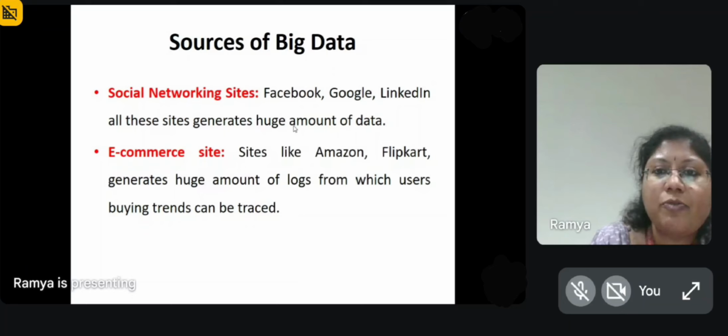Now we'll see the sources of big data, where all this big data is being used. First, social networking sites such as Facebook, Google, LinkedIn, Instagram and X are sources of big data. Second is e-commerce sites such as Amazon and Flipkart. They generate huge amounts of logs, from which user buying trends can be traced. So e-commerce sites have also started to use big data.